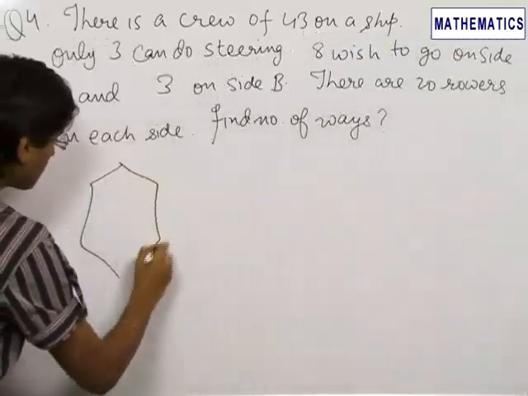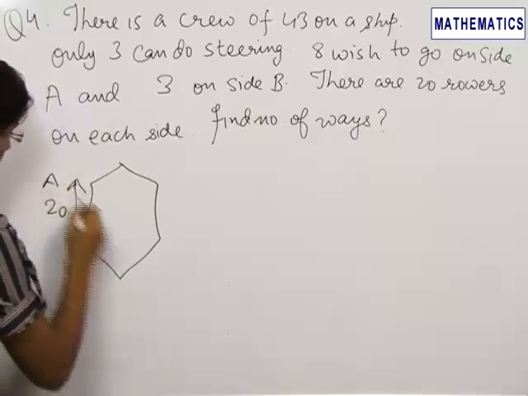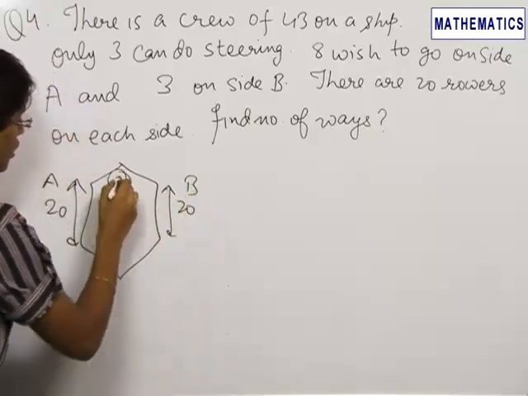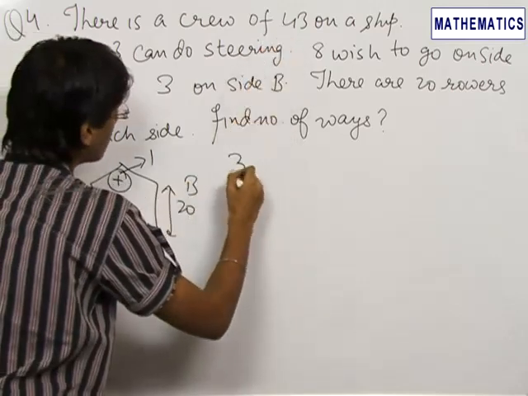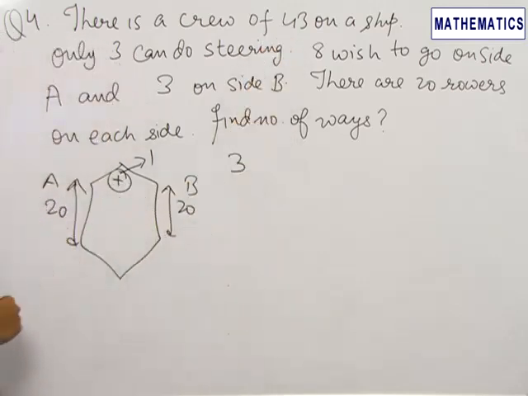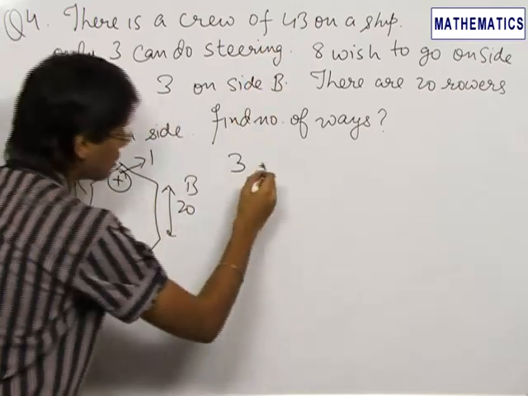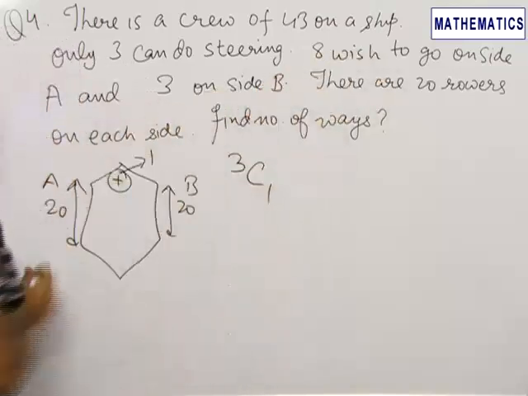So what we have is, there is a ship. There need to be 20 people on side A and 20 people on side B. There is a steering over here, which is done by one person, and we need to make the total number of selections. Now there are 3 people who can do steering, so we have to select one person out of these 3 to make the steering happen. So this is 3C1.